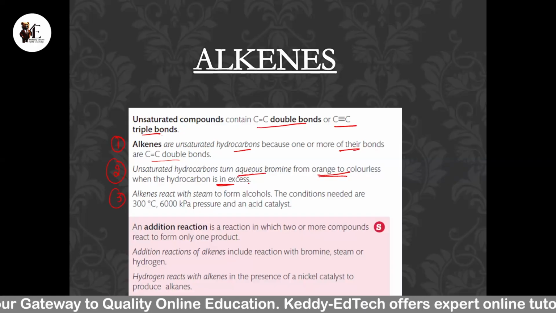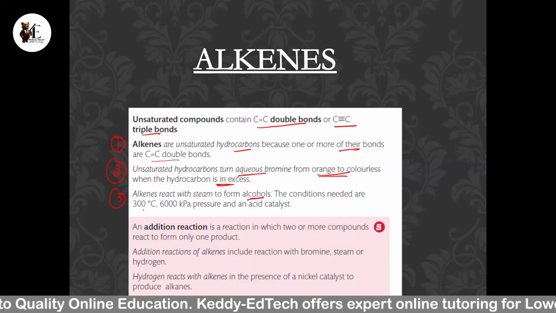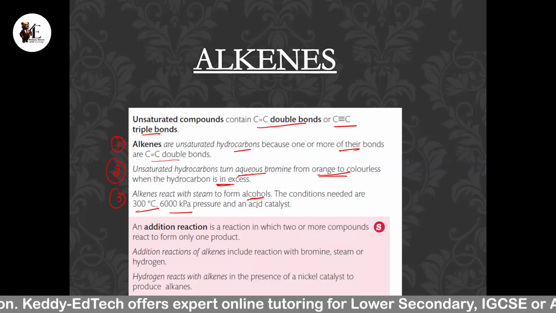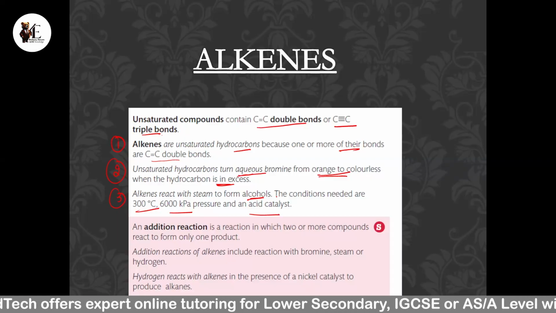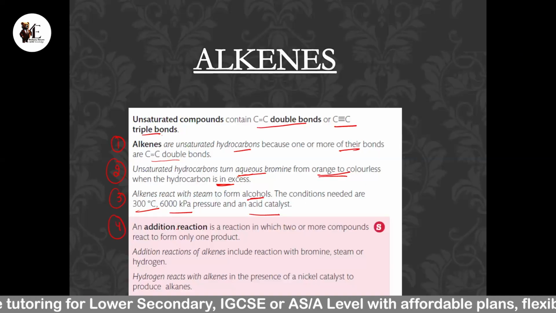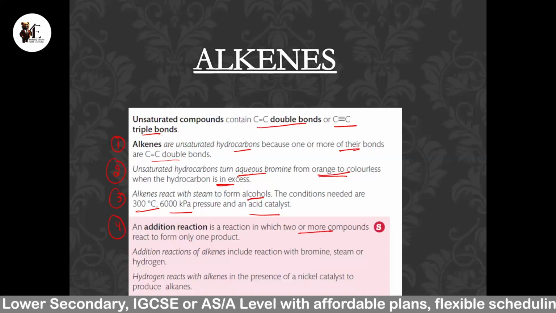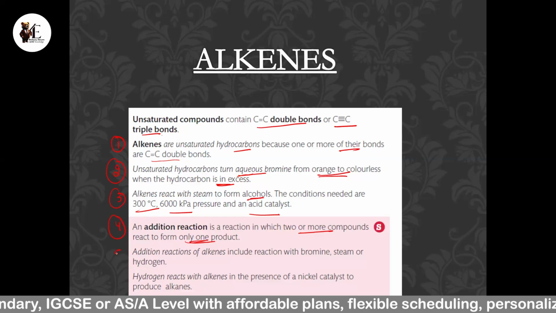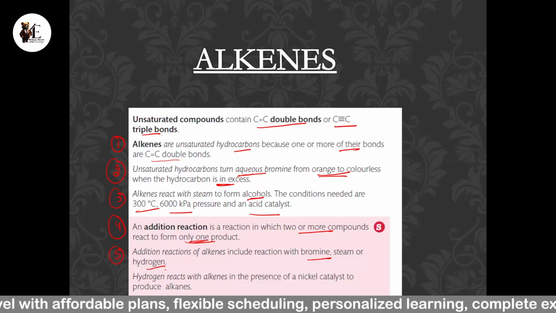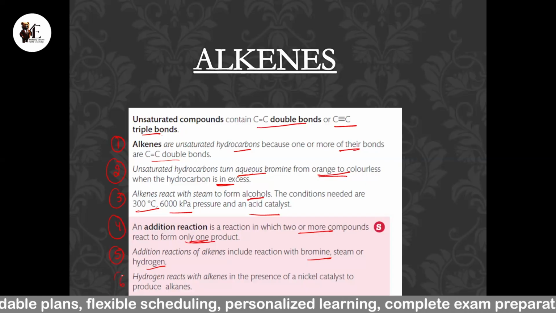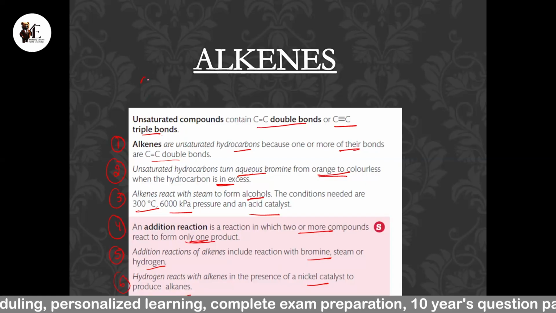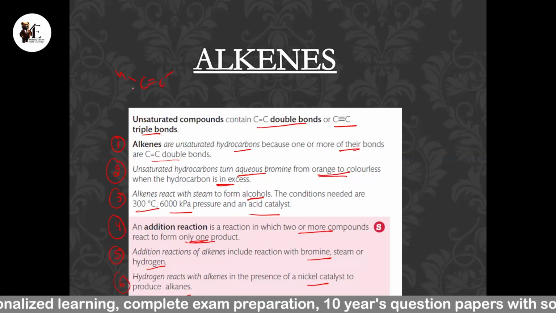Then alkenes react with steam to form alcohols. Conditions, you have to remember all the conditions. 300 degrees Celsius temperature, 6000 kilopascal pressure, and an acid catalyst whenever an alkene reacts with steam to form alcohol. What is an addition reaction? As the name suggests, two or more compounds react to form only one product. Addition reactions of alkenes include reaction with bromine, steam, or hydrogen. We will study these reactions. Hydrogen reacts with alkenes in the presence of nickel catalyst to produce alkanes. For example, if this is my alkene, which is your ethene, right?